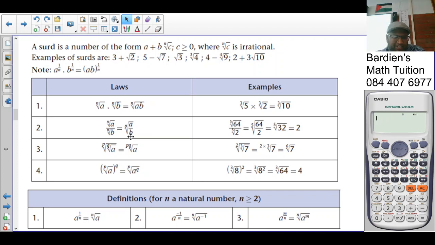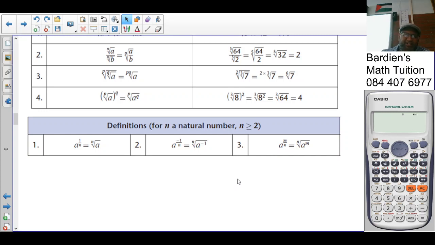And then the p root of a raised to the power q can be written as the p root of a to the q. The example given there is the cube root of 8, all squared, can be written as the cube root of 8 squared, which is equal to the cube root of 64, and the cube root of 64 is 4.